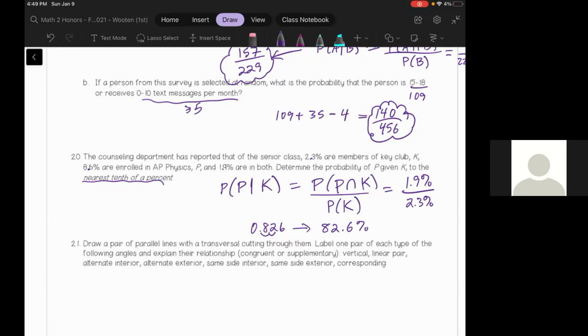So remember that formula. Probability of A given B is the probability of A and B happening divided by the probability of the given one. And the given one is always written second, okay?